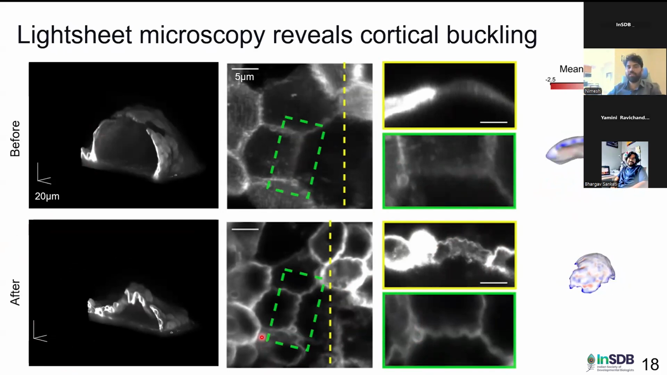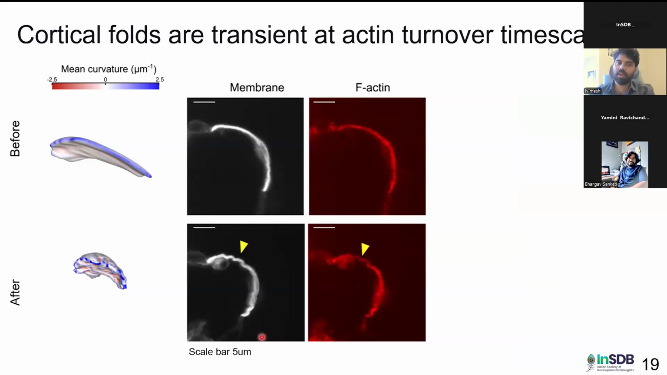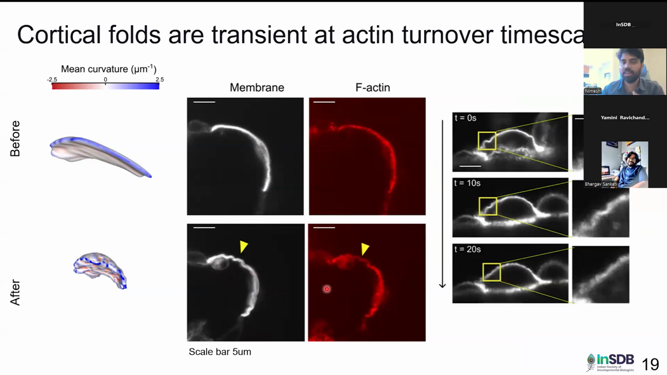We actually confirmed that what we are seeing is because of the actin cytoskeleton. By imaging the membrane with the F-actin live stain, we saw that the membrane and cortex follow exactly the same path, which indicates that actin is involved in buckling. Plus, when we looked at how long these folds last, we saw that they last only for the time scale of actin turnover. So the wrinkle geometry becomes flat.